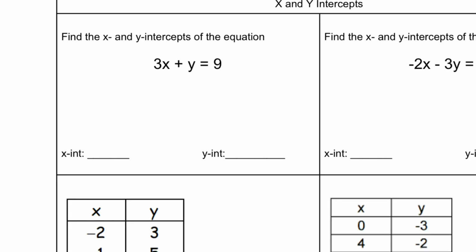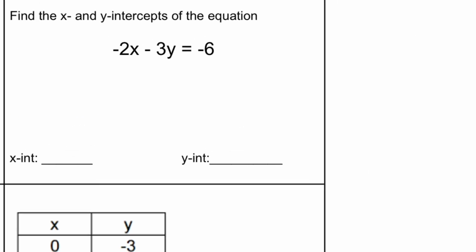To find the intercepts, I plug in the zeros. So I plug in a 0 for y, and I have 3x is equal to 9, or x is equal to 3. If I plug in a 0 for x, I have y is equal to 9, like that. For this one, for my x-intercept, I'm covering up the y's. And if I divide both by negative 2, I get 3. To find the y-intercept, I cover up the x's, and this is going to give me a 2.